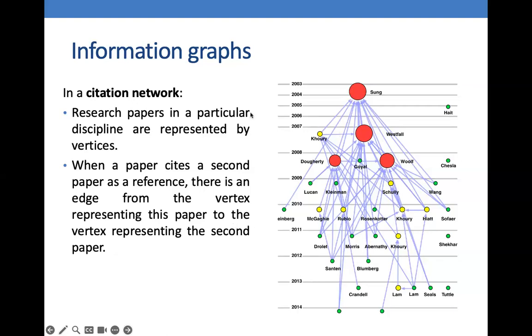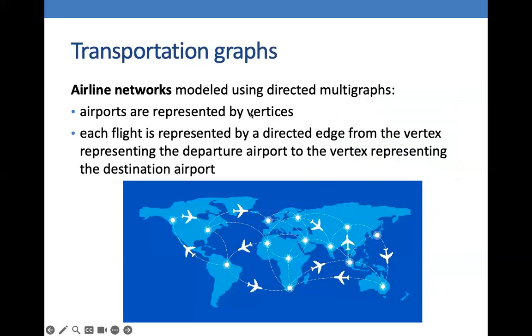Okay, so we can also use graph theory to model the airline networks, and we can represent the airports by vertices. So each flight will be represented by a directed edge from the vertex representing the departure airport to the vertex representing the destination airport. So for instance, if you wanted to travel from this place to this place, you can see that there is a flight in between these two places.